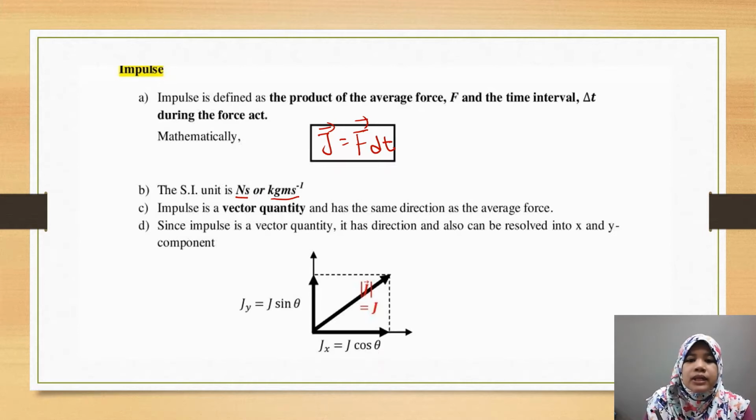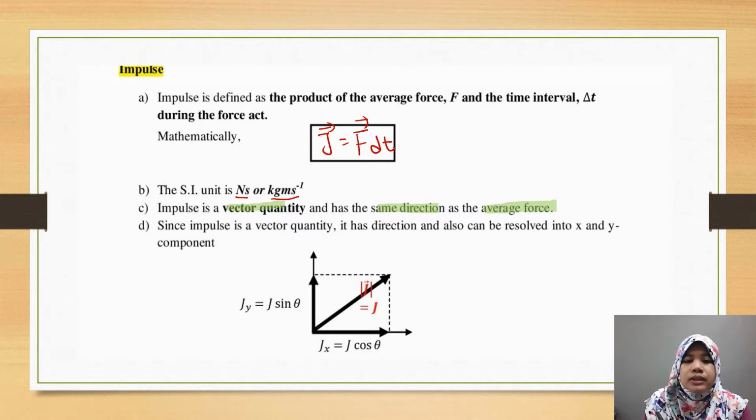Impulse is a vector quantity. Vector quantity means that dia akan ada direction. So impulse follows the direction of the average force. Sebab apa? Sebab impulse adalah hasil darab force dan juga masa.